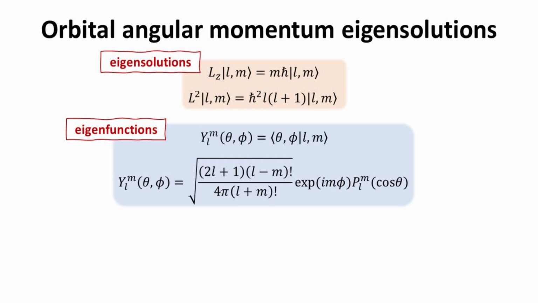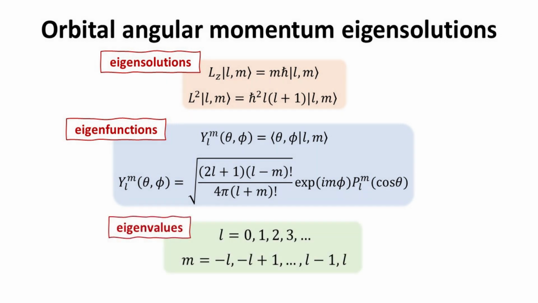In summary, we presented the eigenfunctions for the Lz and L square operators. This eigenfunction goes by the name spherical harmonics. We also show the key result, that the quantum number L is a positive integer and that m runs from minus L to plus L with step of 1.